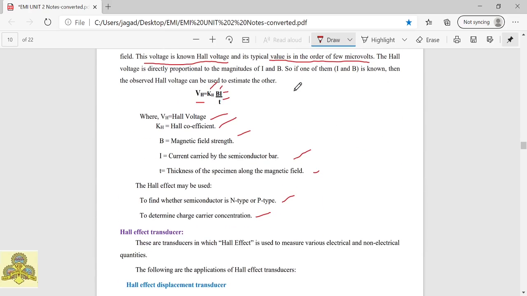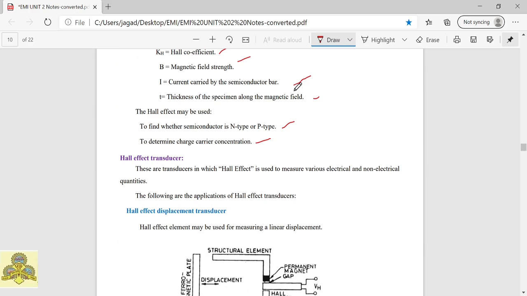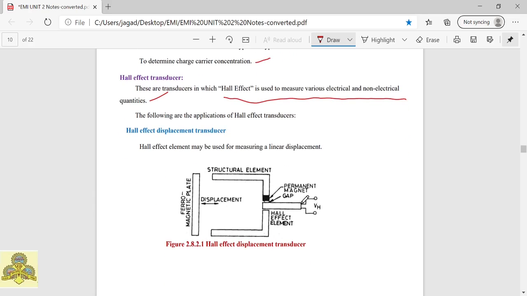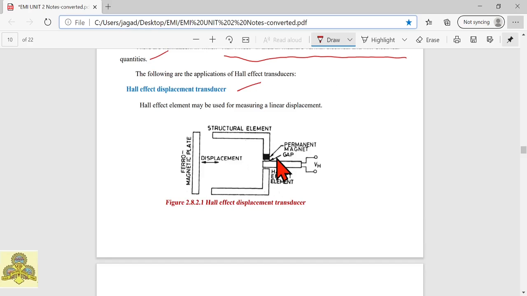We will see some applications where we can use this Hall effect. We can use this Hall effect for a transducer. Hall effect transducers are transducers in which the Hall effect is used to measure various electrical and non-electrical quantities. Clear? So we will see a number of applications. First one is the Hall effect displacement transducer. In the diagram you can see the Hall effect displacement transducer. So this is a setup for it.